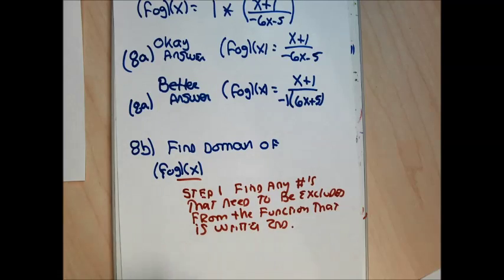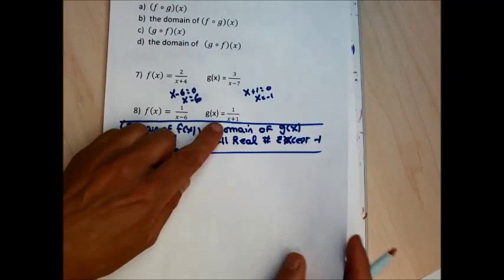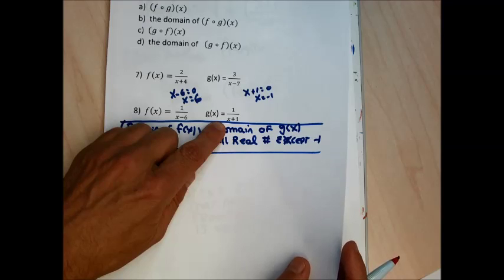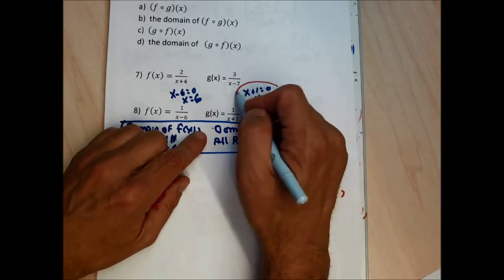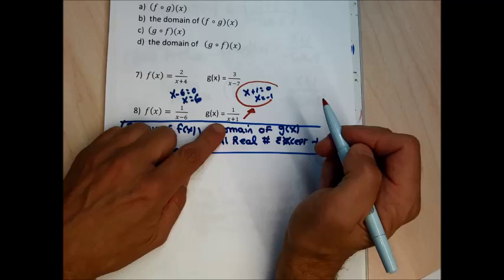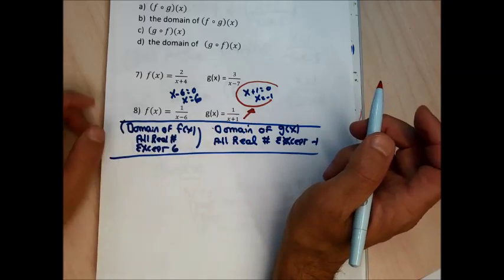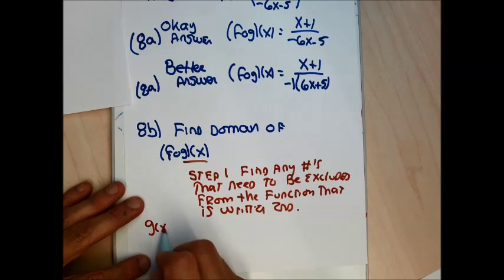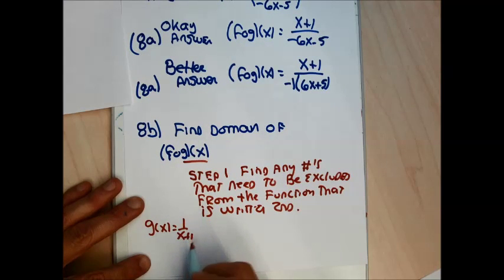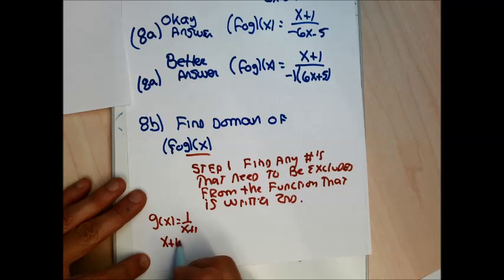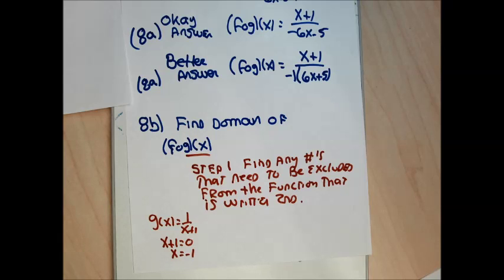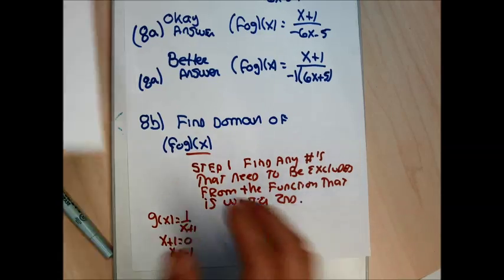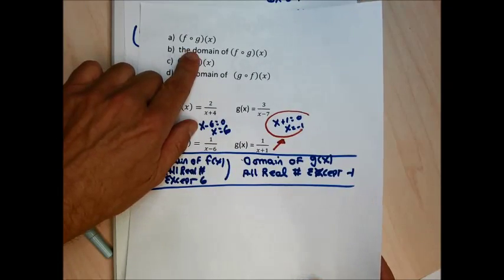In this problem, the second function is g of x. The g of x is 1 over x plus 1. The number that needs to be excluded from the domain of g is negative 1. So one of the numbers that I'm going to have to exclude from my domain is negative 1, because the function that's written second is g of x equals 1 over x plus 1. The number that gets excluded from the domain is what you get when you take the denominator and set it equal to 0. You get x equal to negative 1. This is going to be one number that's going to need to be excluded from the domain for my answer of part B when I go to find the domain of f composed with g of x.